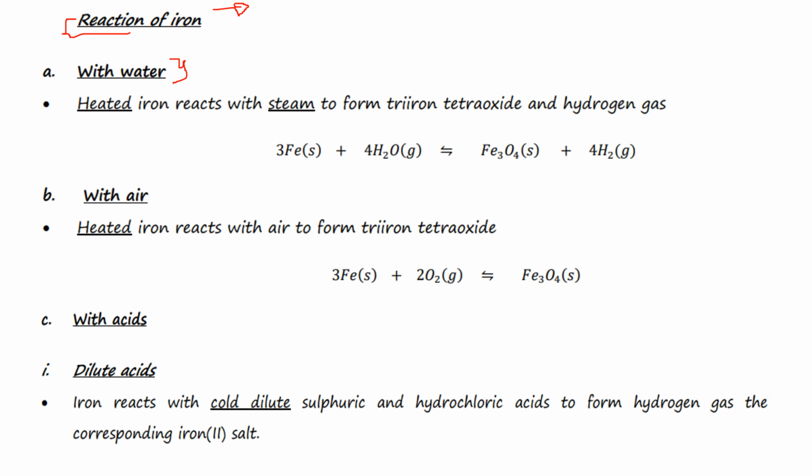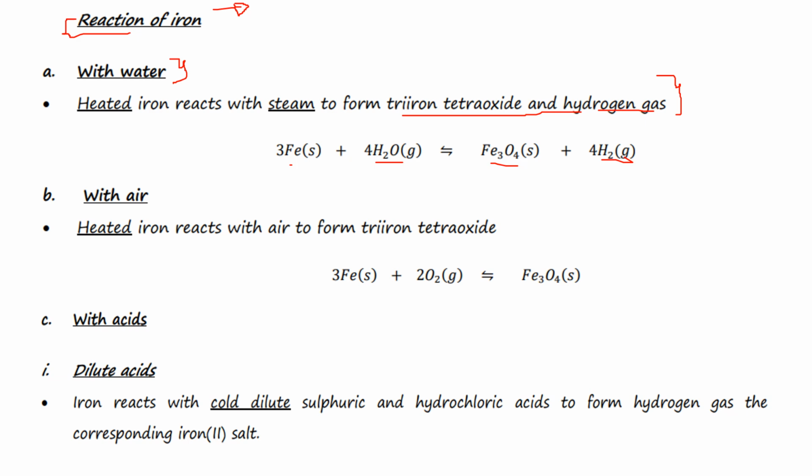So for iron to react with water, first of all it has to be heated as one of the conditions. Heated iron reacts with steam to form tri-iron tetraoxide together with hydrogen gas. Just like I've been mentioning, whenever you are presenting a statement for an equation, you make sure that conditions are properly mentioned, and also the products you are forming are properly mentioned. Do not give the colors of the products. You just mention conditions together with the products being formed. So iron reacts with steam to form tri-iron tetraoxide together with hydrogen gas.